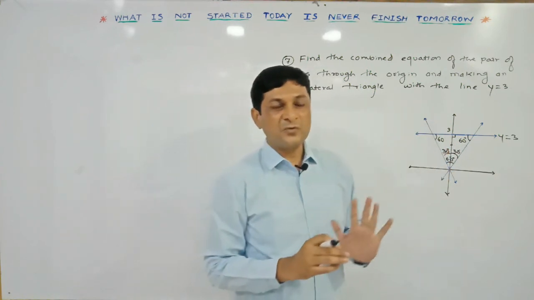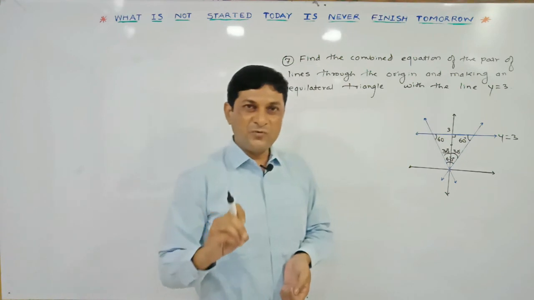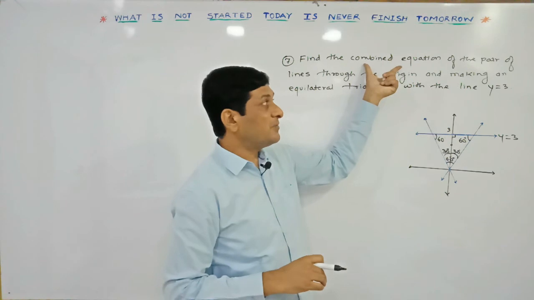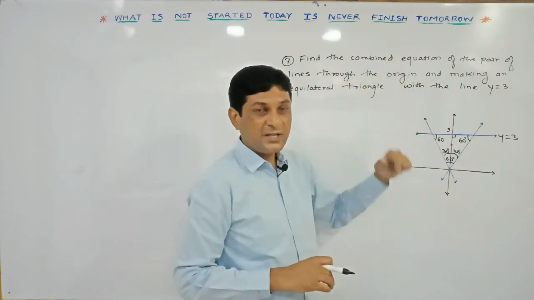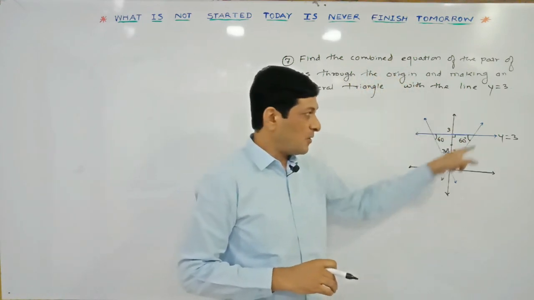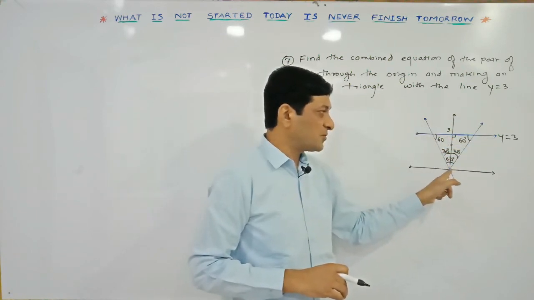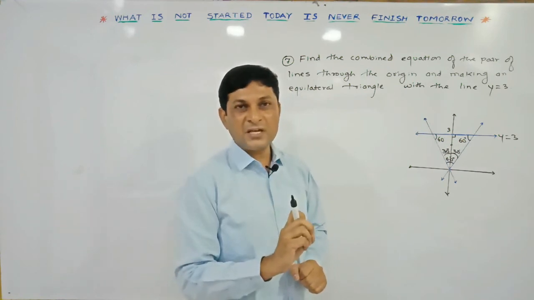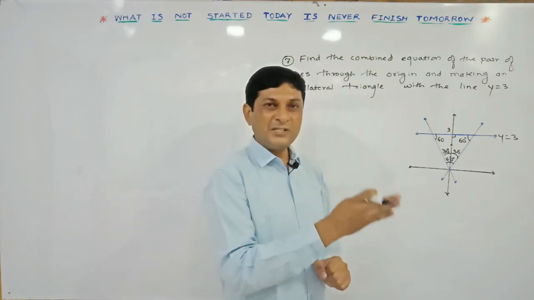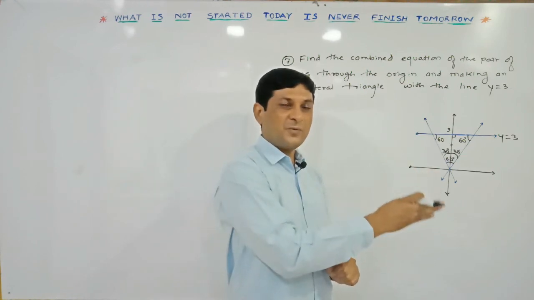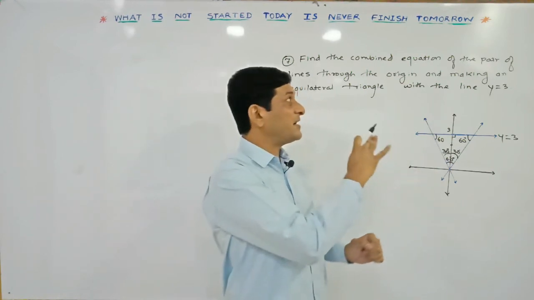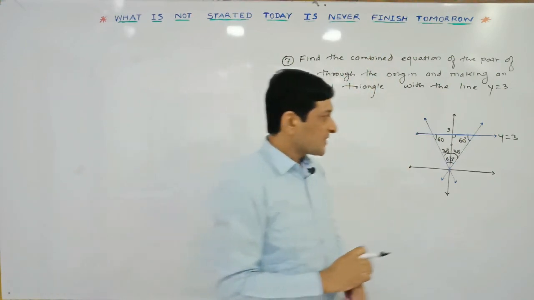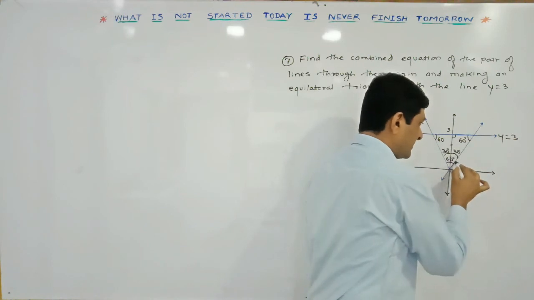Now from this figure, we are trying to find the inclination of our required lines, because we have to find the combined equation of the pair of lines passing through the origin and making an equilateral triangle with this line. We have already taken these two lines which pass through the origin. Now let us find their inclinations. Once the inclinations are known, we can find the slopes. Once the slopes are known, we can find the equations. Once the equations are known, by multiplying them we can find our required combined equation.